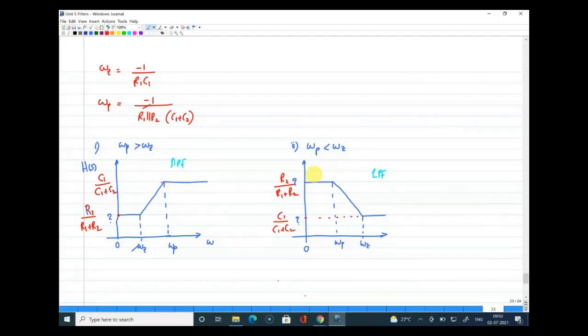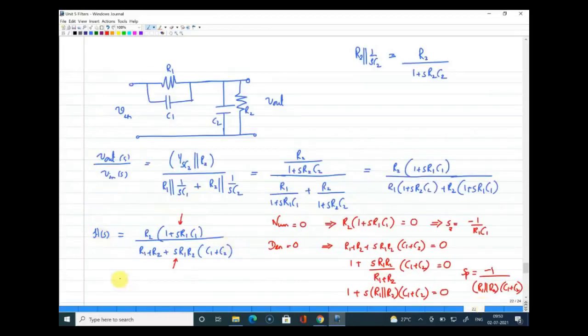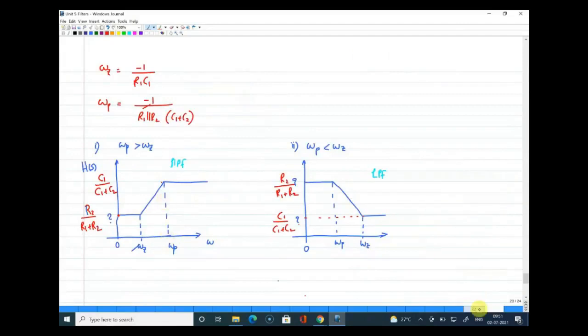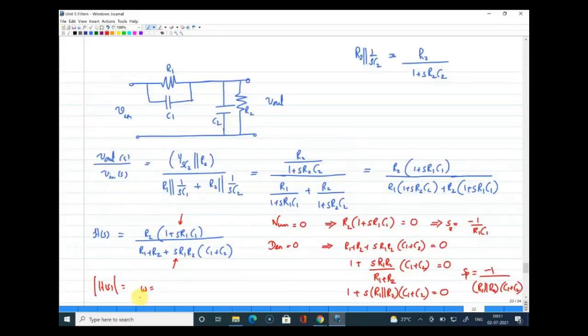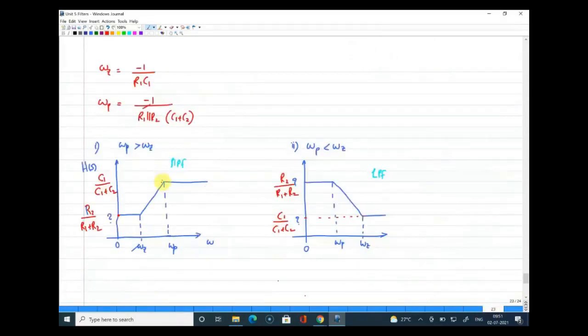Sir, can you please explain other than the 0 one, sir? Yeah, so you have the transfer function here, right? What you can do is write the magnitude of this, and in that magnitude you can substitute the omega value, in this case the omega p value, which is 1 by R1 parallel R2 into C1 plus C2. Whatever you get as the magnitude is the magnitude at this point.